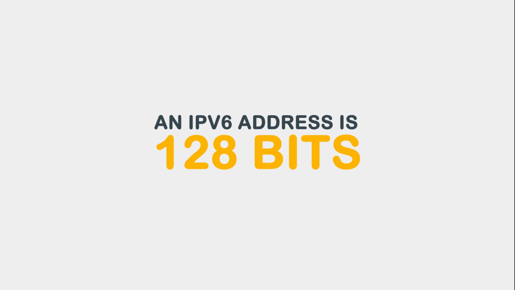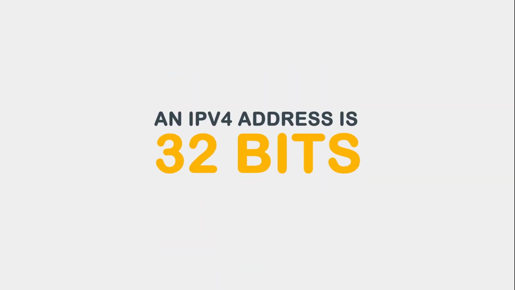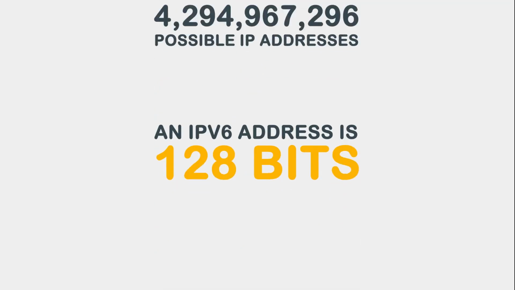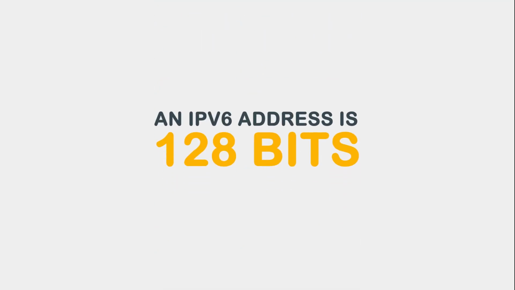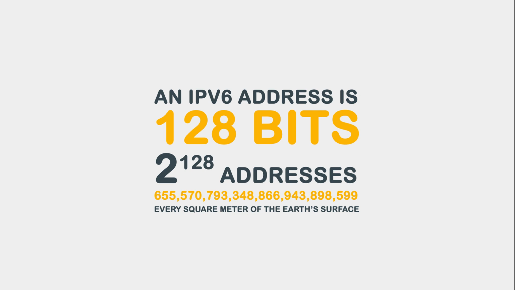The size of an address in IPv6 is 128 bits, which is 4 times larger than an IPv4 address. An IPv4 address is a 32-bit address, permitting an address space of over 4 billion possible IP addresses. IPv6 uses a 128-bit address space and permits an address space of 2 to the power of 128 addresses. This equates to more than 655 sextillion addresses for every square meter of the Earth's surface.